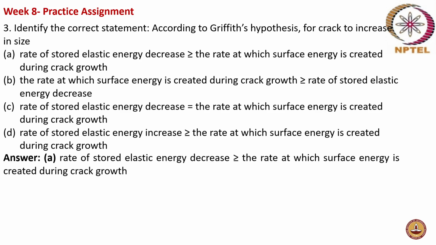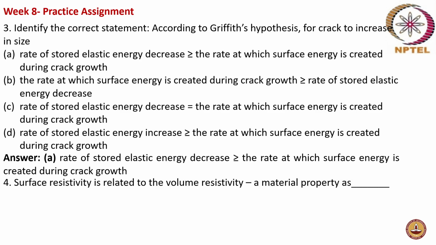So in a polymeric material, there will be some elastic energy stored. So when the crack starts to propagate, this stored elastic energy gets lost. So this loss in elastic energy should be higher than the new surface energy created. Then only the crack can grow and the new surface can be created. Okay, so that is what Griffith's hypothesis says, and the crack starts growing. You are able to understand? Yes, ma'am. Okay. Next question.